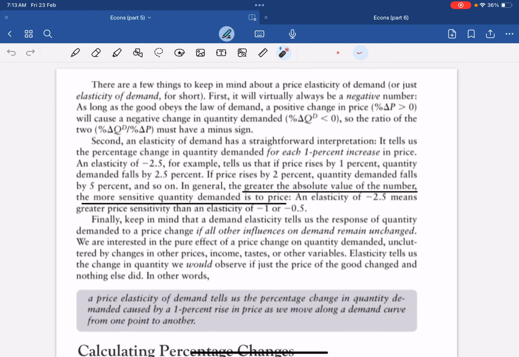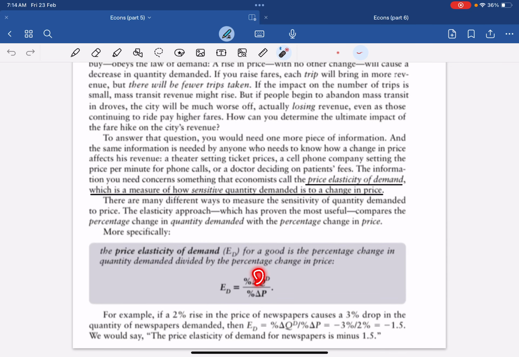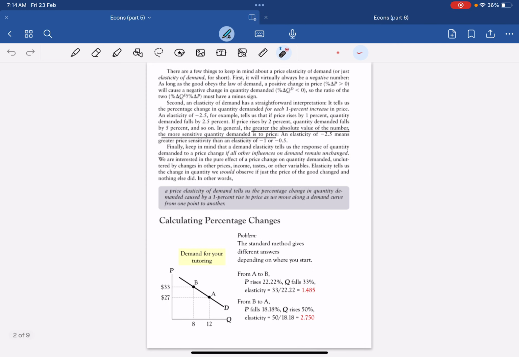Something to take note of is that this PED will always be a negative value, because if you have a positive change in price, then you have a negative change in quantity demanded. So by the formula, the numerator is negative, the denominator is positive, and it will be negative overall. And if you have a decrease in the price, so this is negative, then your quantity demanded is positive. So again, the ratio will still be negative.